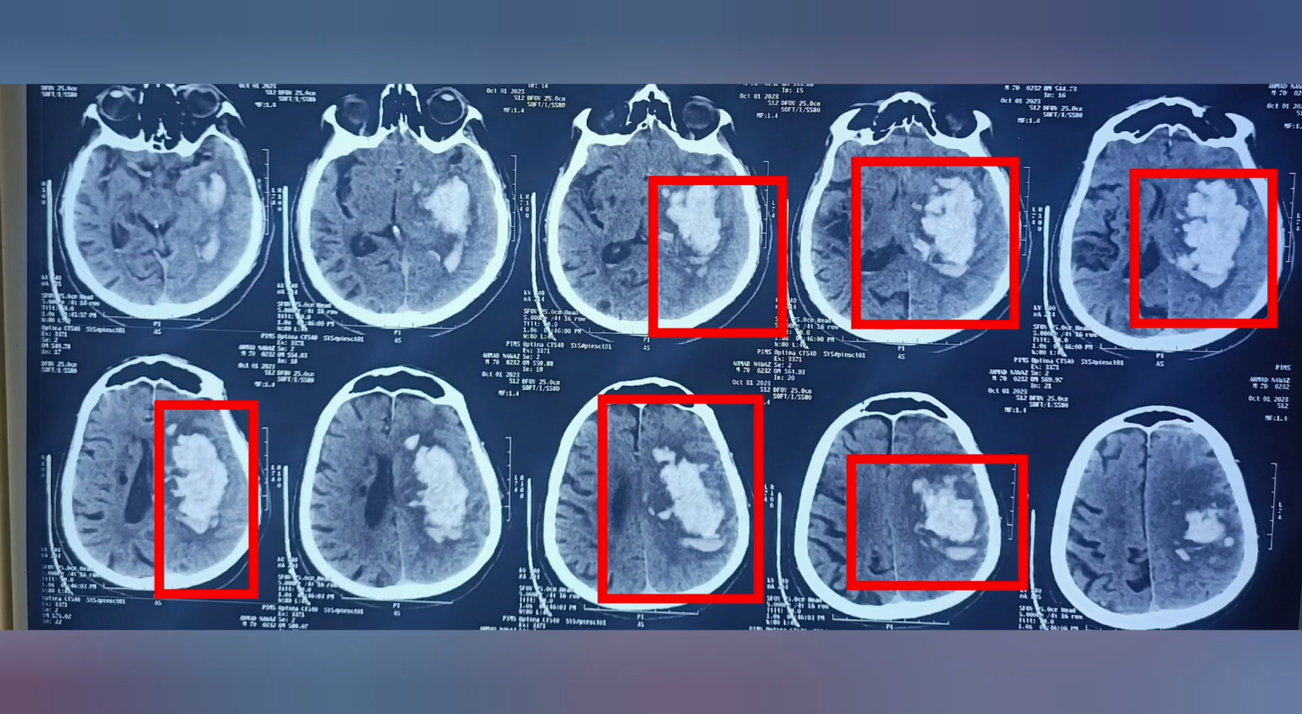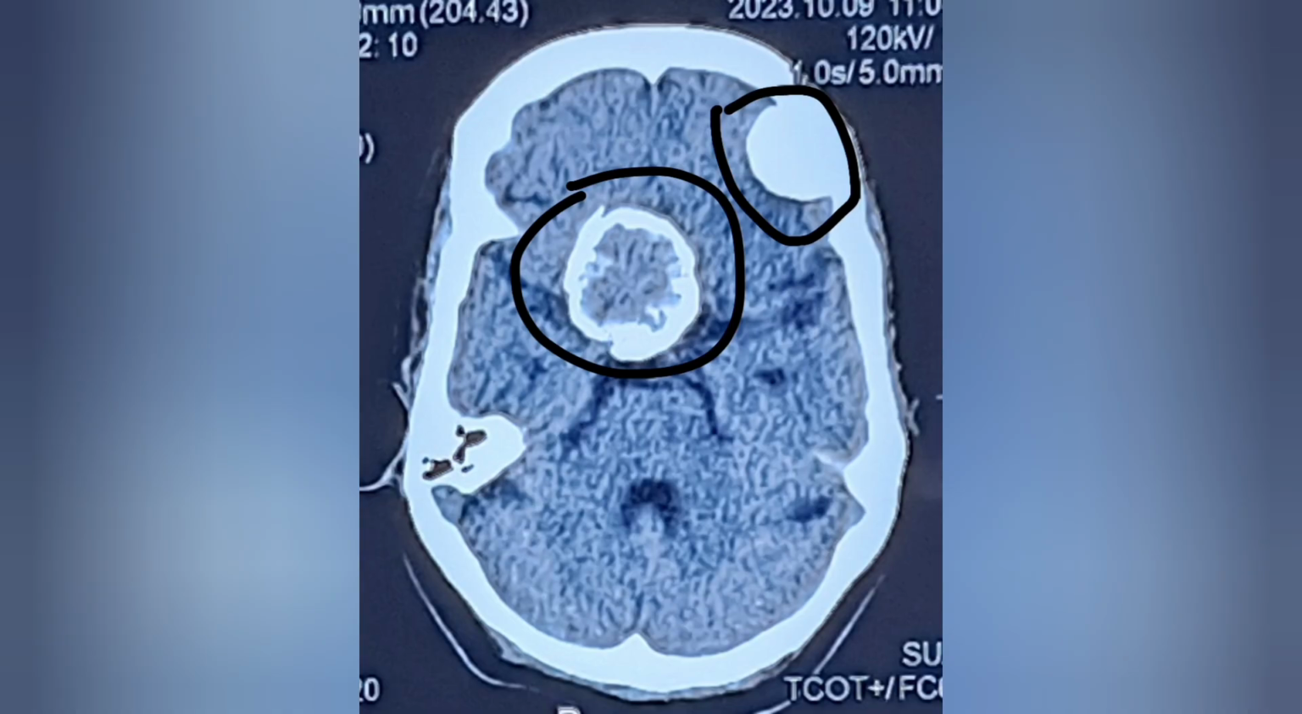Now here you can see there is hyperdensity on the left side, so it is bleed. See the area which I marked with a black circle is a hyperdense area. It is meningioma. So meningioma also looks hyperdense on CT scan.